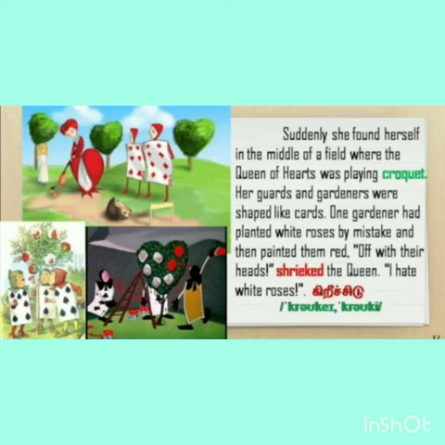Because the queen doesn't like white roses, by mistake they have pasted the white roses and again they are painting the white roses into red color. Okay, have you all understood this paragraph?